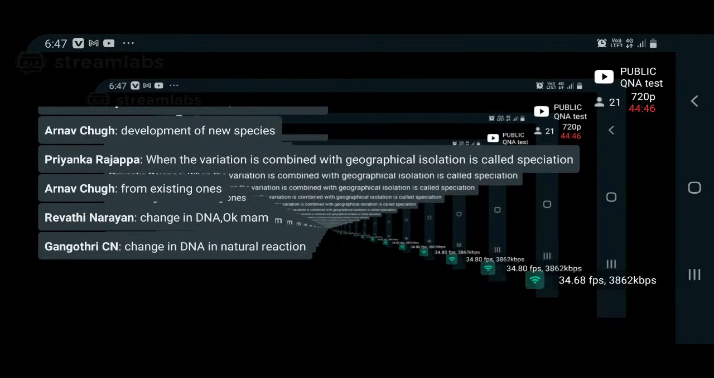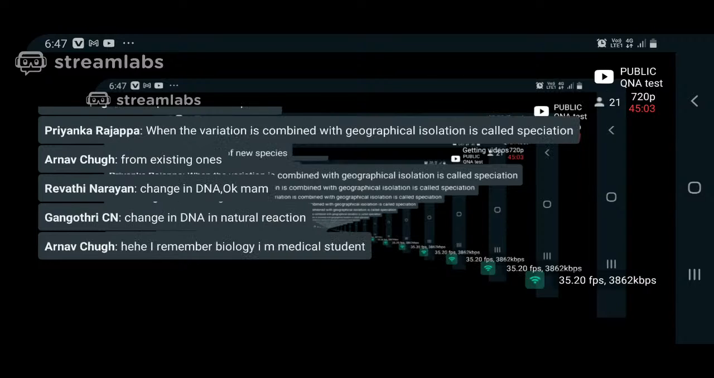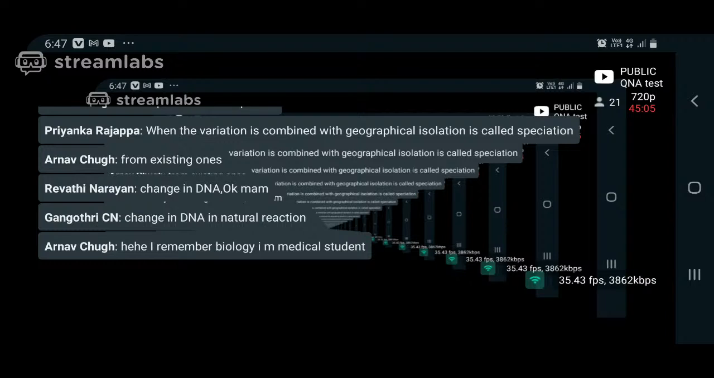Yes, Revati, now you answered correctly. Very good. Okay, I'll repeat the concept. Speciation is the process by which a new species develops from the existing species. The main causes are geographical isolation, genetic drift, natural selection, and change in DNA. These are the 4 causes.